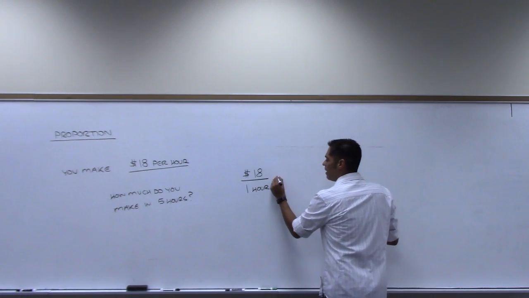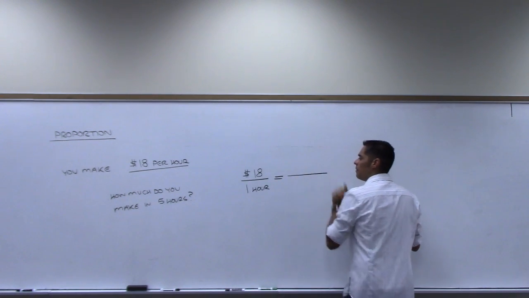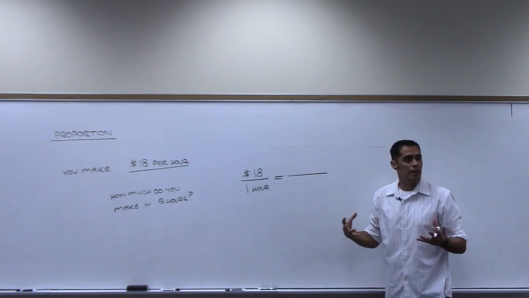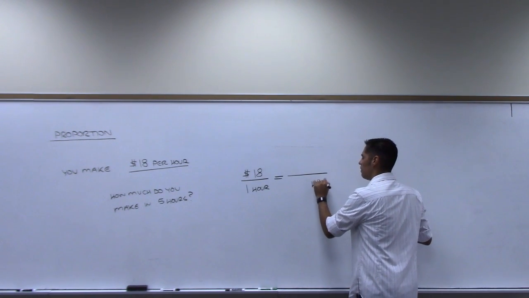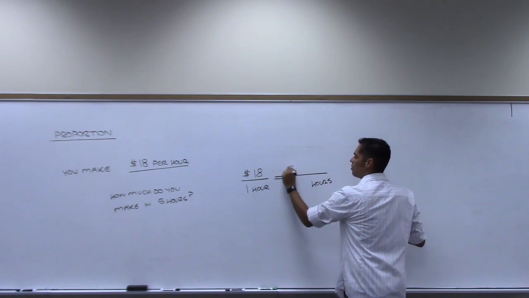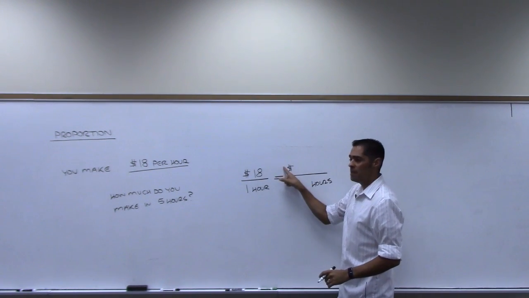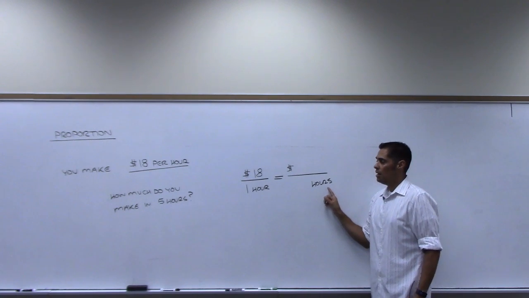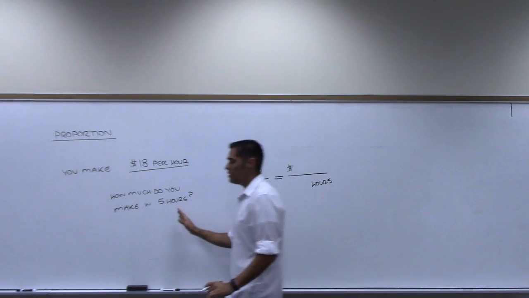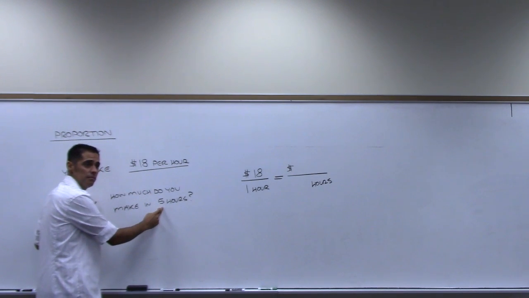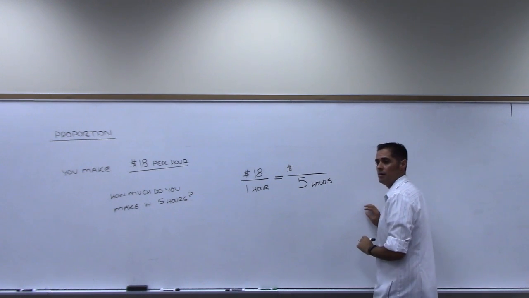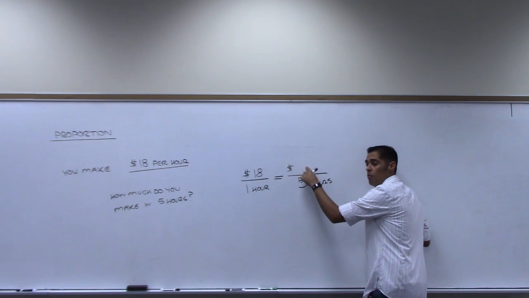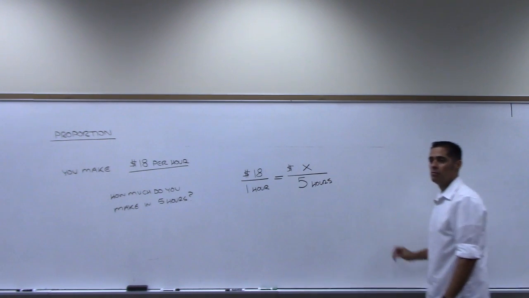And I'm going to say that that is equal to, and then over here, I'm going to set up another fraction that's equivalent. That fraction is going to include in the bottom hours, in the top it's going to be dollars. That's because this was dollars, that has to be dollars. If this is hours, this has to be hours. How many hours am I telling you work? 5. There's 5 right here. So 5 hours, and up here is what I want to know, which is how much money you would make in that time. I'm going to call that X. Understand?